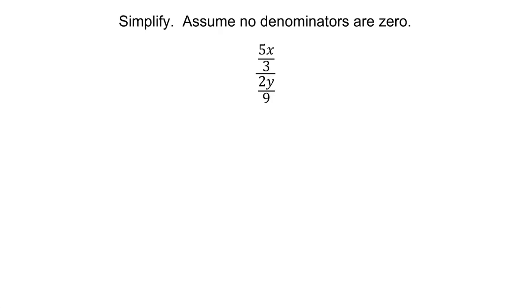Simplify this complex fraction. 5x over 3 over 2y over 9. Here again, we notice we have one term in the numerator of the complex fraction and one term in the denominator. Take this from vertical form to horizontal form. That gives us 5x over 3 divided by 2y over 9. Keep, change, flip. That gives us 5x over 3 times 9 over 2y.